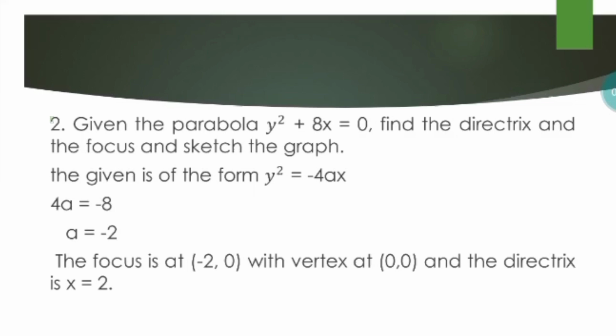We all know that the distance from vertex to focus and vertex to directrix is equal. So if the distance from vertex to focus is negative 2, the distance from vertex to directrix is positive 2. And the sketch of this graph is something like this. It opens to the left. Why does it open to the left? Because it is negative. Okay? So this is the directrix, this is the vertex, this is the focus, then the latus rectum.